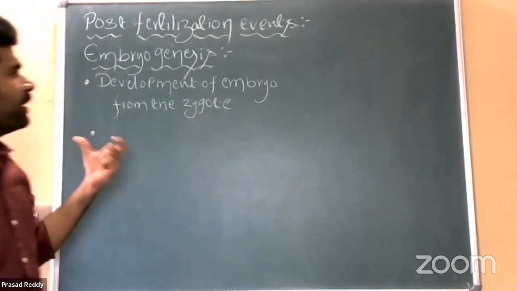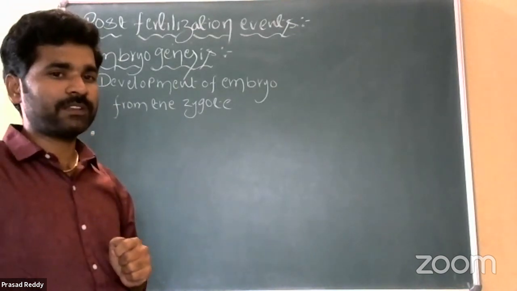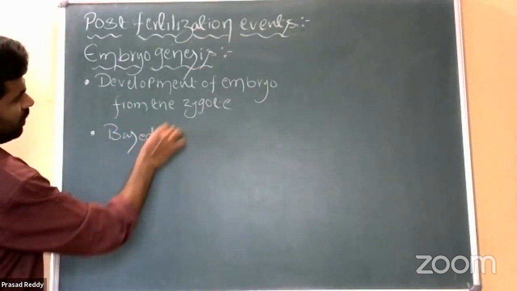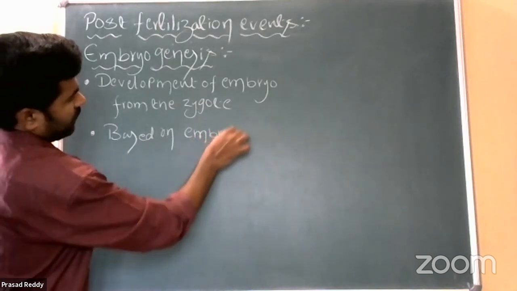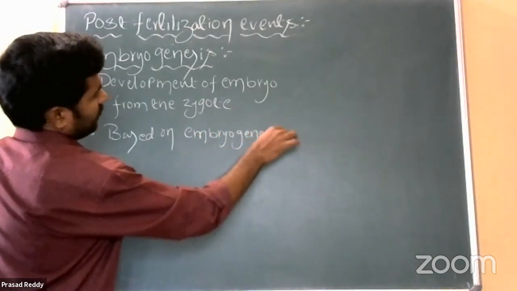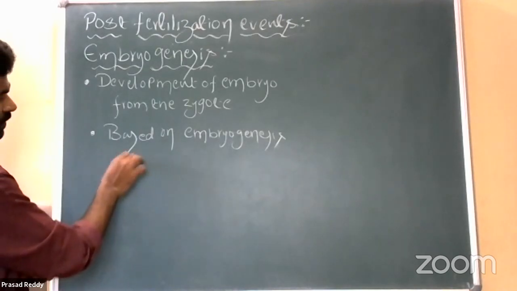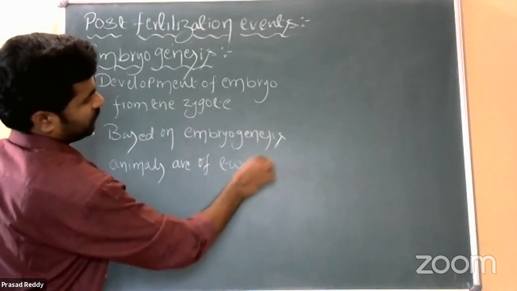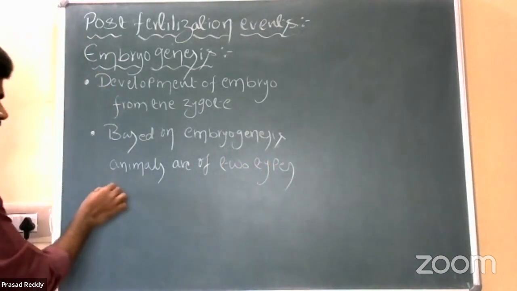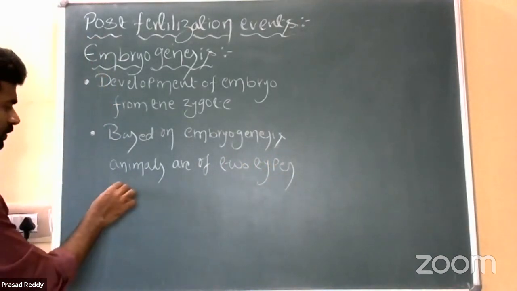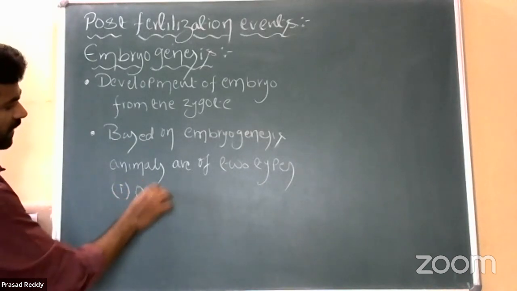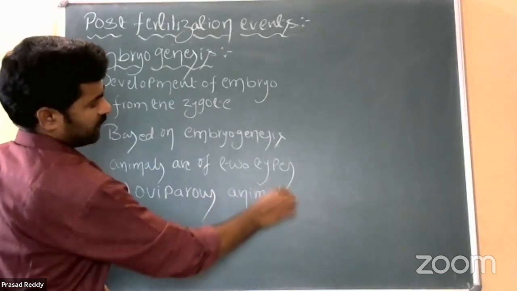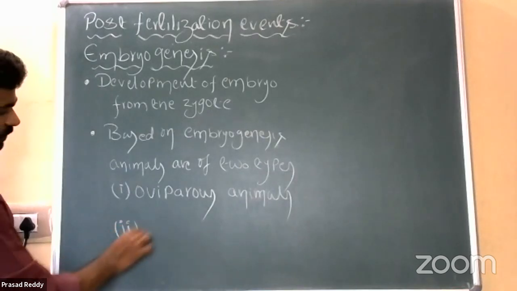So based on the embryogenesis, animals can be classified into two types. What are they? One is oviparous animals. The second one is viviparous animals.